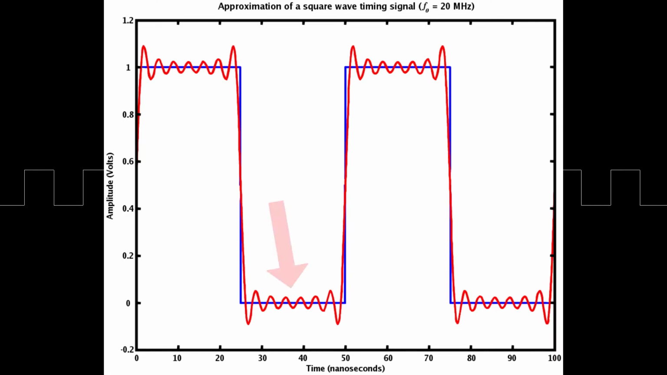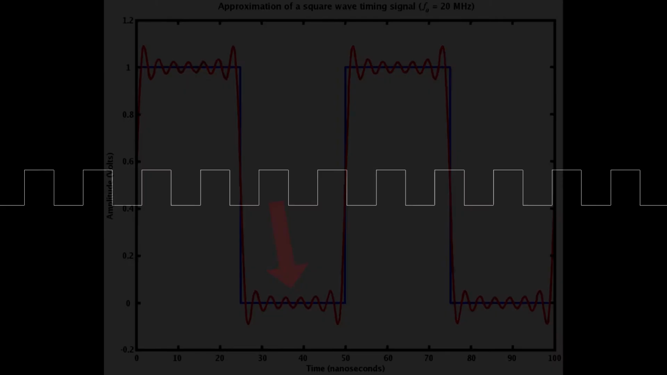pretty close. See these high-frequency oscillations? It's these that cause the high-frequency overtones when square waves are played, making square waves an interesting sounding sound wave despite their simplicity. In case you're curious, here's what happens when we start to filter out the high frequencies that square waves generate.